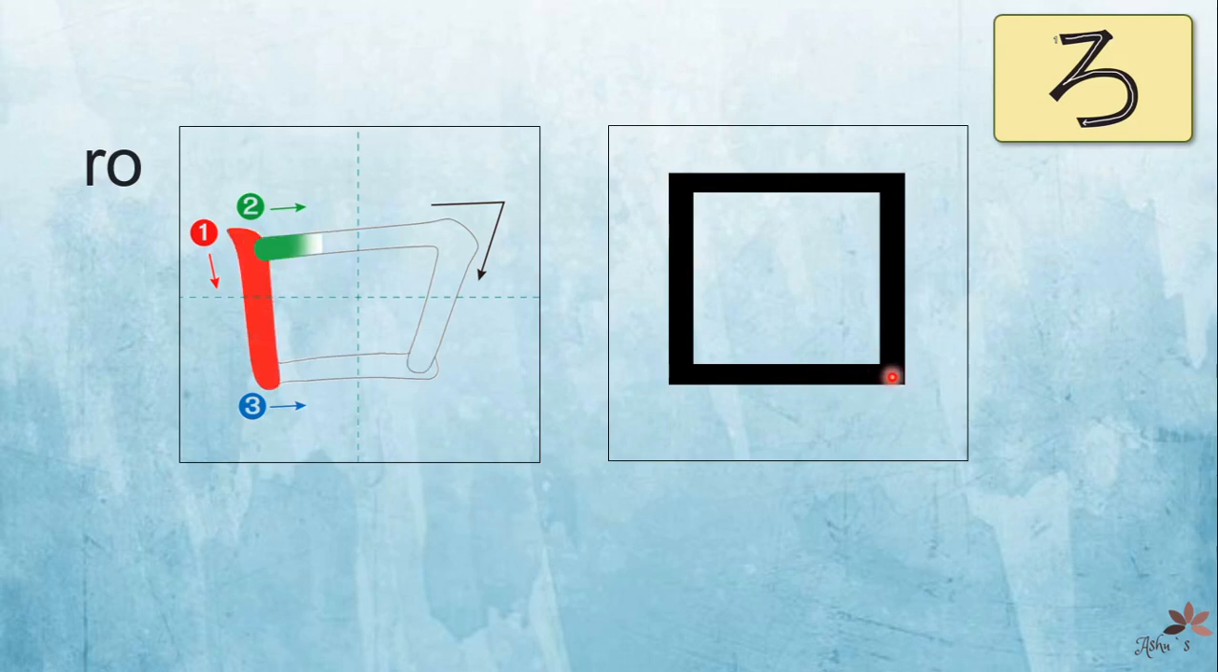Ro. It has three strokes: the first vertical line, the second stroke and the third horizontal line from left to right. This ro is similar to the square. Remember it as ro.